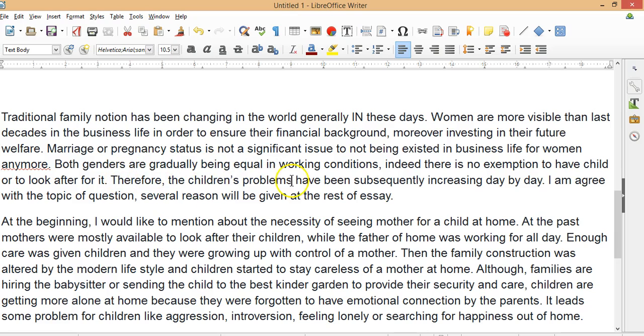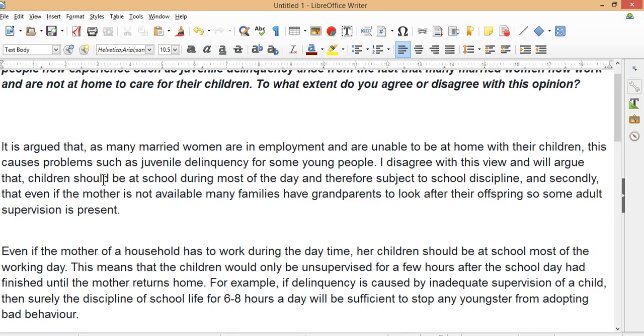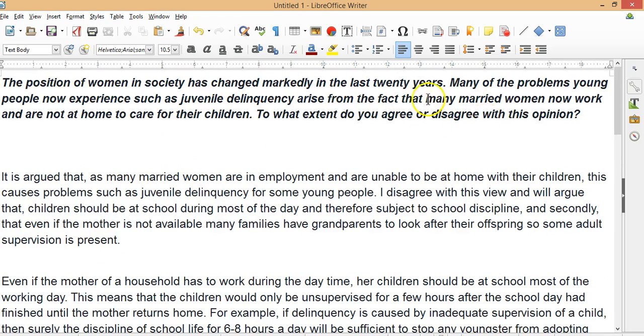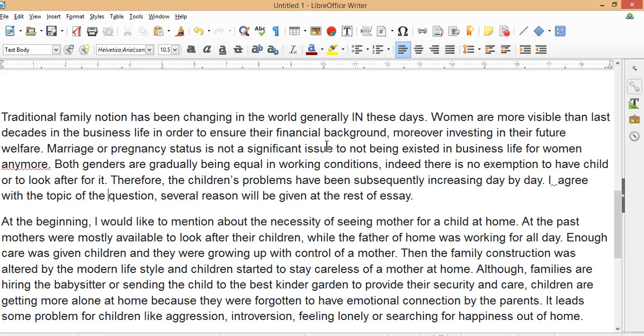So both genders, therefore the children. So now, I agree with the topic of the question. Yeah, but what does that mean? With I am agree or I do agree. You would only use that if it was I am in agreement or I am agreeing with. So anyway, I agree with the topic of the question. Well, do you agree with, it's not a topic, is it? The actual question is, do you agree or not that many problems young people face are caused by married women working? Do you agree with that or not? So we're not very clear as to what the essay is about. I mean, as to what the opinion is.